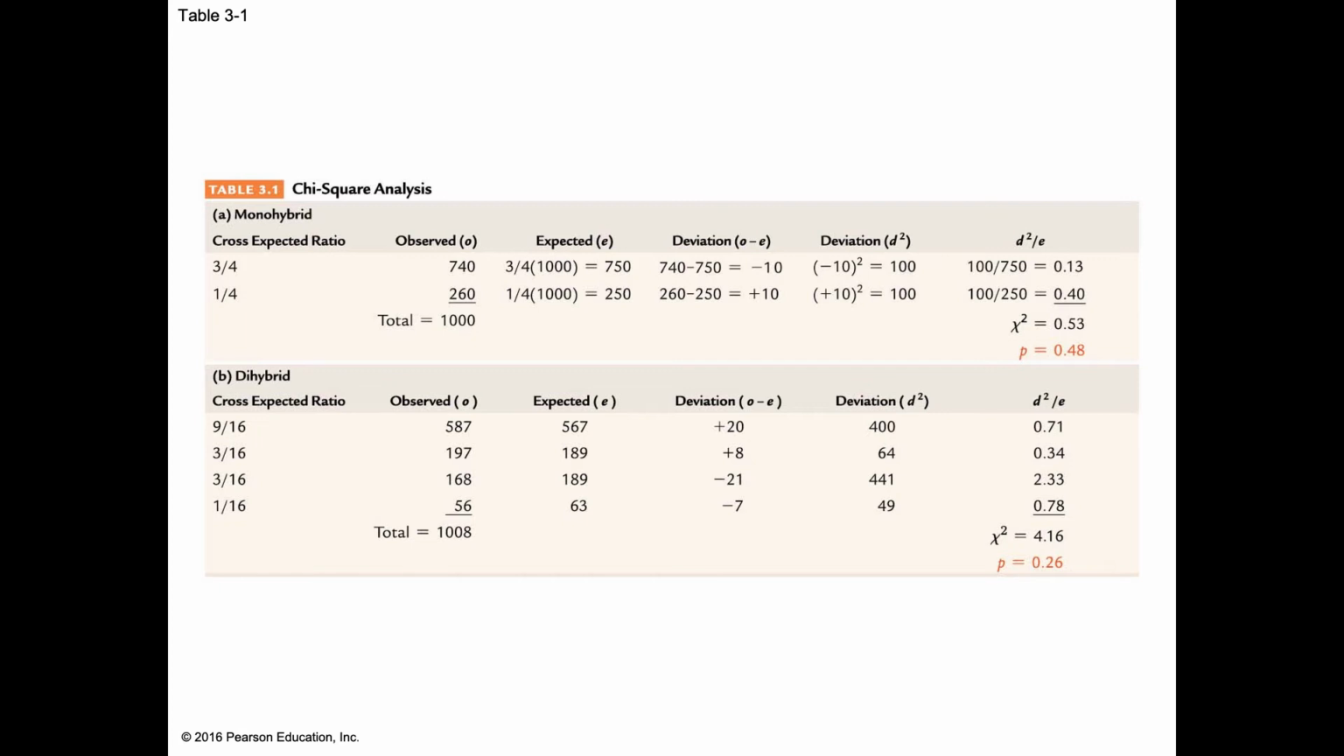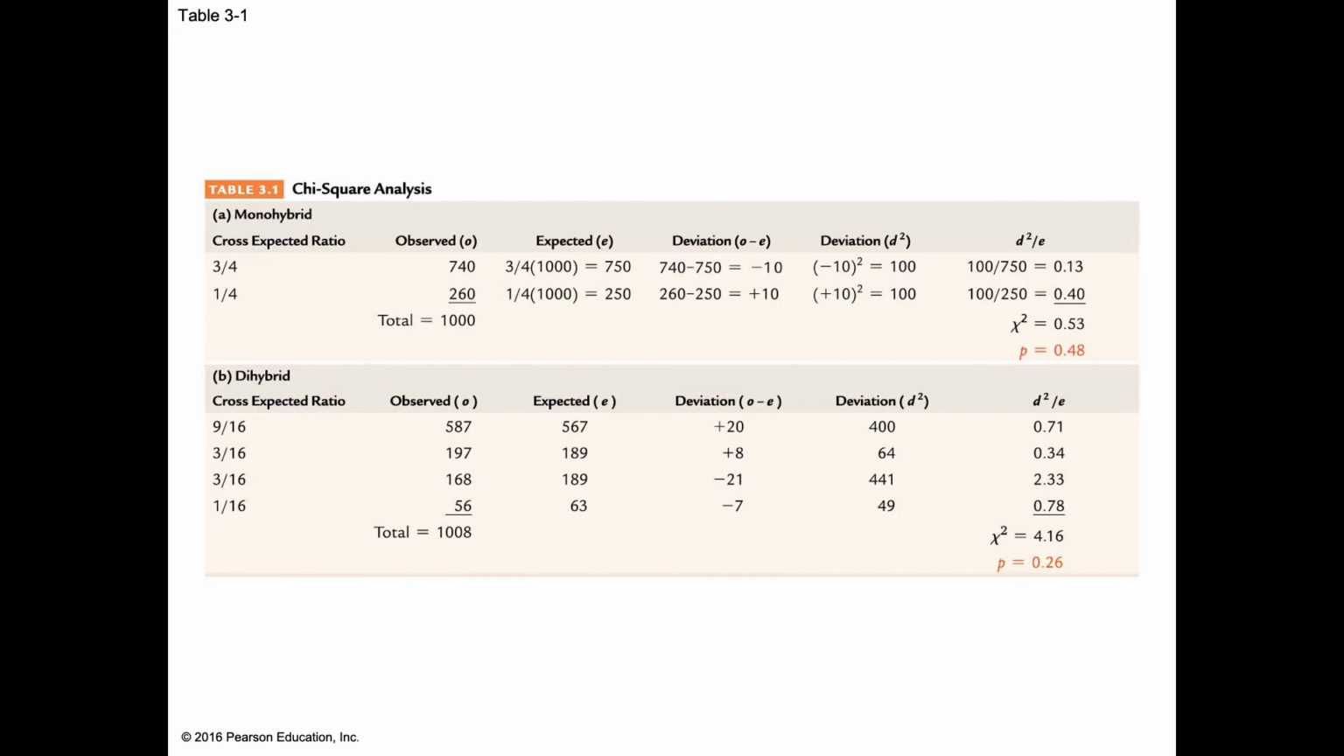So these are my expected results. Now, we did the experiment on the top, and we got our 1,000 offspring. However, we actually only had 740 that were purple, but we had 260 that were white. So our observed and our expected ratios do not match.